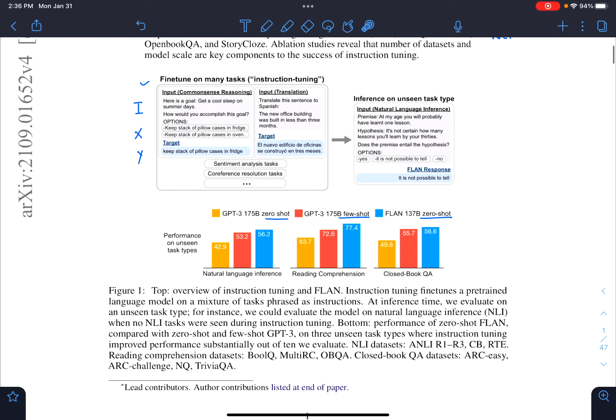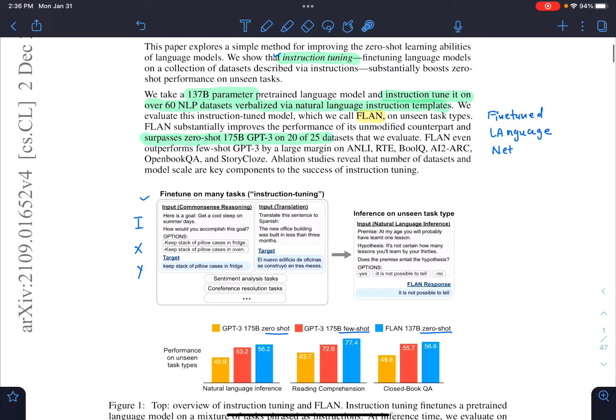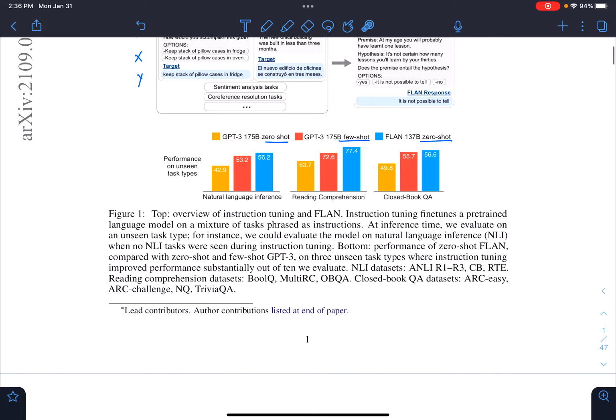And what they found was, they named this model, which is fine-tuned on instruction, which is instruction tuned, as FLAN, which stands for Fine-Tuned Language Net. It's a 137 billion parameter pre-trained language model, which is again instruction tuned on 60 NLP datasets. What they found was that it performs better. So FLAN with zero shot performs better than GPT-3 zero shot as well as few shot.